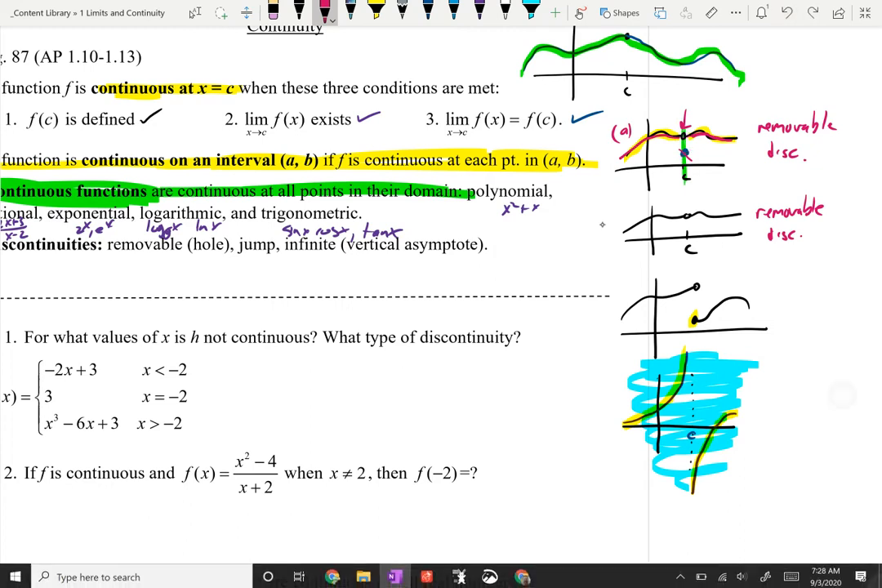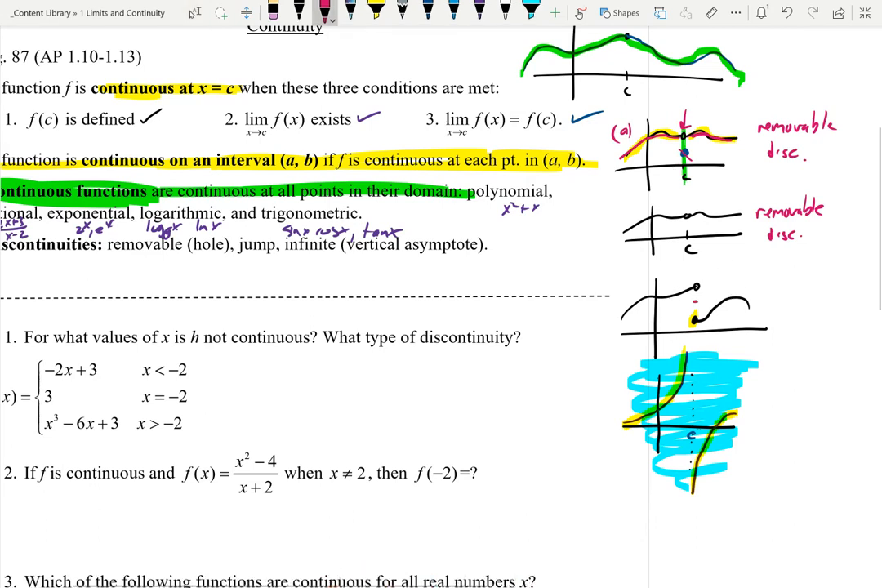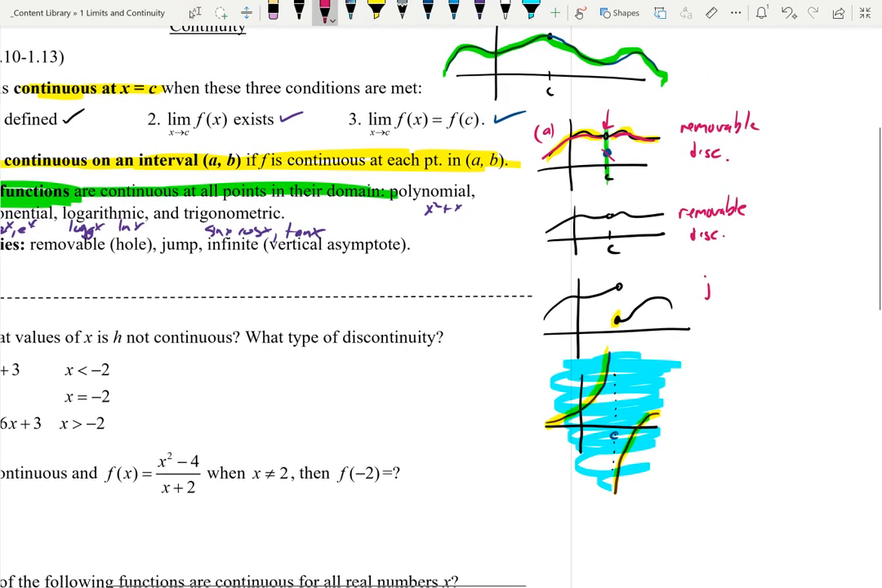I cannot do that with this graph right here because I can't add a single point and connect those pieces together. So this is what we call a jump discontinuity. In a jump discontinuity, we have a failure of the limit to exist. It's separated by a finite amount. So one side's way up here, the other side's way down here. There's a jump. We call that a jump discontinuity.